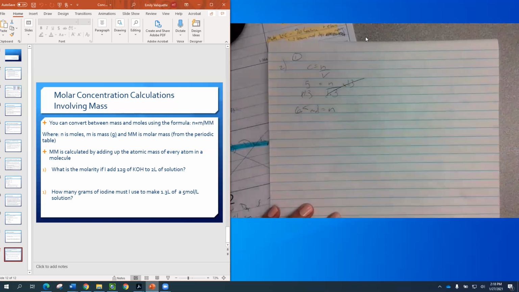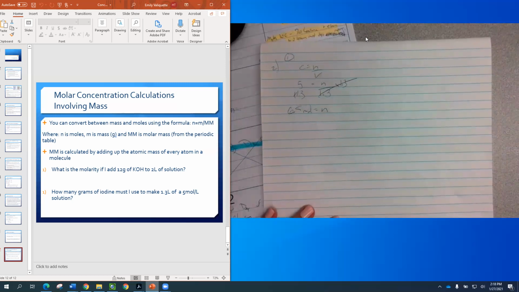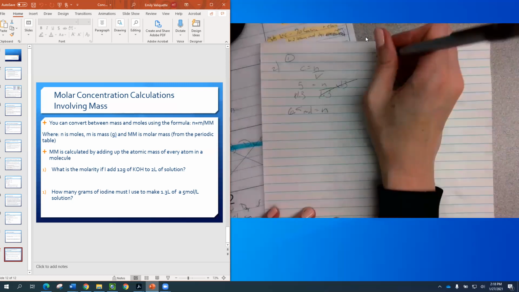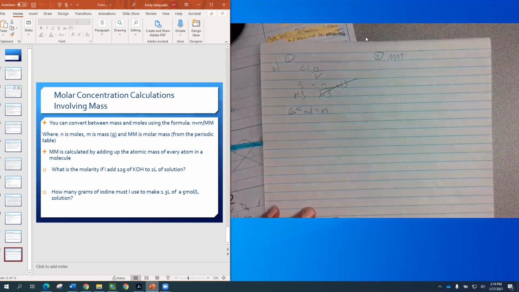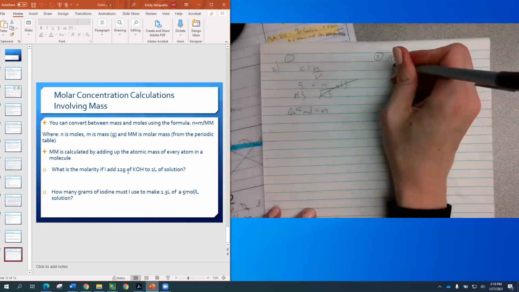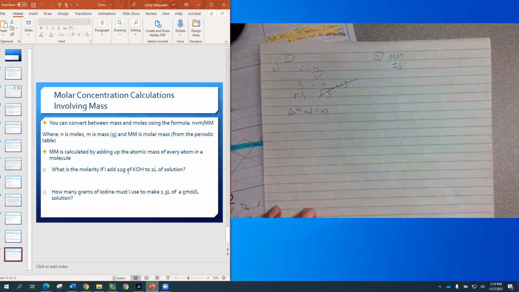Now that I have moles, I can convert it to grams using moles equals mass over molar mass. Of course, in order to use that formula, I have to know the molar mass of iodine. It's also important when you're given the name of a compound as opposed to its formula that you write out the chemical formula of your compound so that you know how many of each atom you have, because that's going to affect the mass. For example, iodine is not I, it's I2, because it is a diatomic molecule.